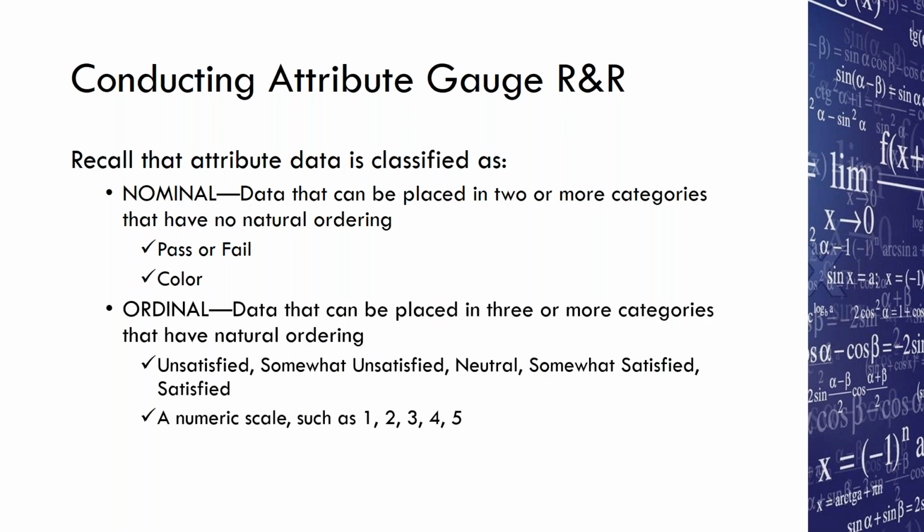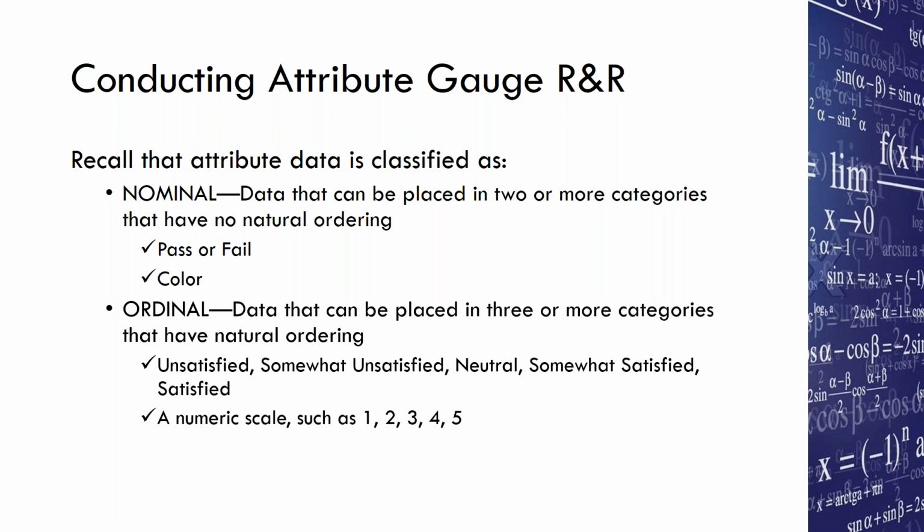As a contrast, let's take a look at ordinal data. So ordinal data, again, is attribute data that can be placed into 3 or more categories, but those categories have natural ordering. We've seen these types of scales all over the place. So if you, for instance, are filling out a survey, we might have some choices that run from unsatisfied all the way up to satisfied. You might have some type of numeric scale or a Likert scale where you're rating something on a scale from, let's say, 1 to 5 or 1 to 10. So that's essentially the difference between nominal and ordinal data.